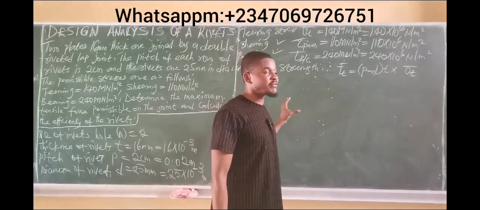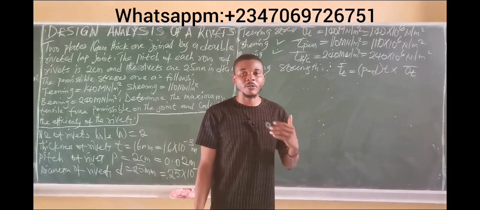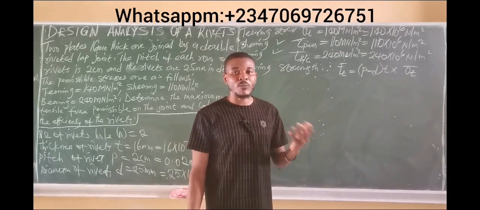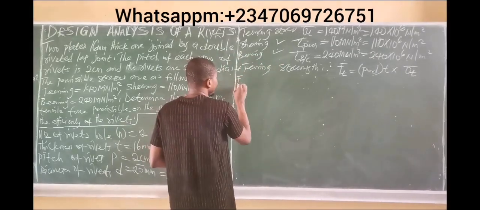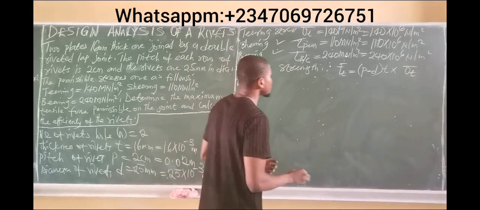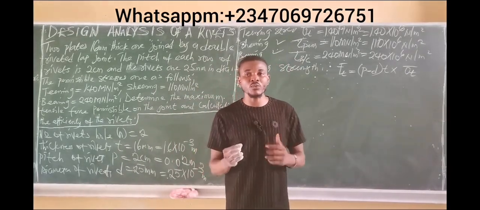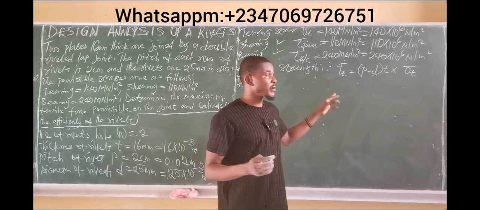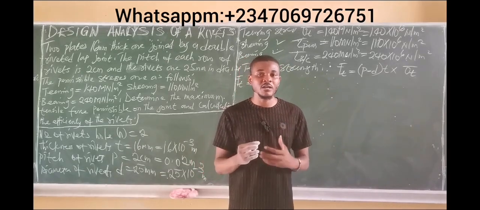I introduced it and I explained everything about this in the first video. So do well to watch the first video on design analysis of a rivet for proper understanding. Okay, so the tearing strength, Ft, is now equal to, now mind you, P minus D is the circumference of the rivet hole. We did all of this in the first video. P minus D, the pitch minus the diameter, is simply the circumference of the rivet hole.